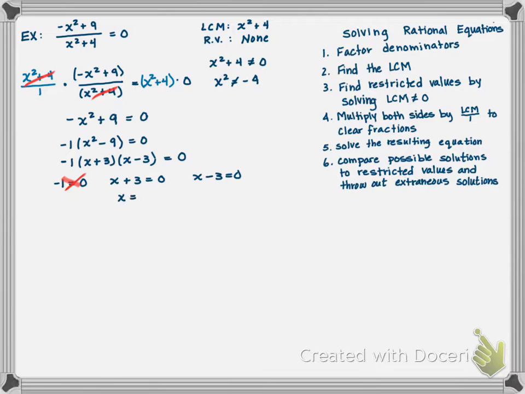This tells me that x is -3. This tells me that x is +3. And because we have no restricted values, we don't even have to compare those to anything. Any solutions will work because we don't have anything that'll make our denominator 0. So those are both good solutions.